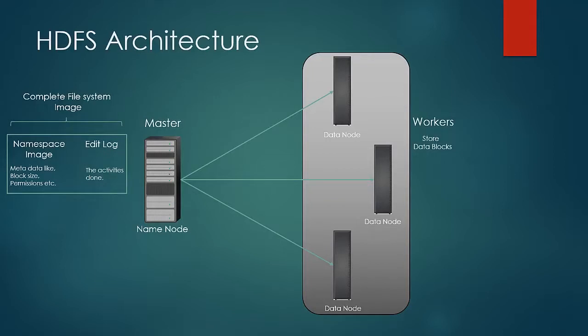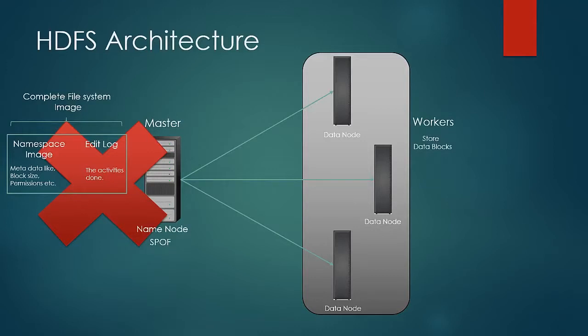Now let us take a look at the case when the name node fails. As you can guess, the complete file system would go down and would be unavailable as complete namespace image and data block information is lost. For this reason, name node is also referred to as single point of failure (SPOF) in HDFS.